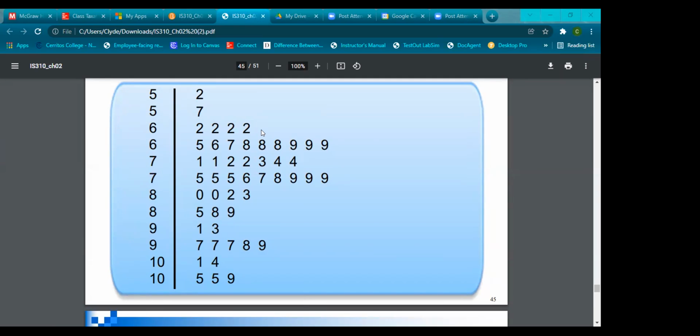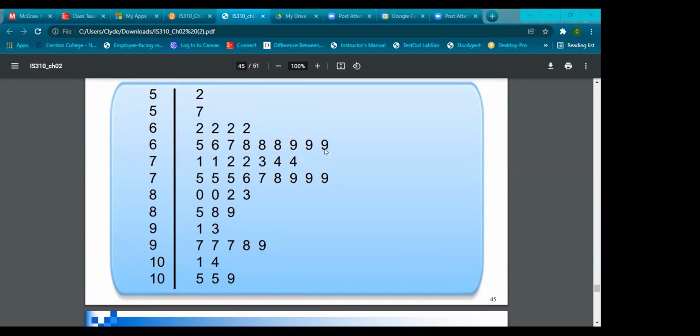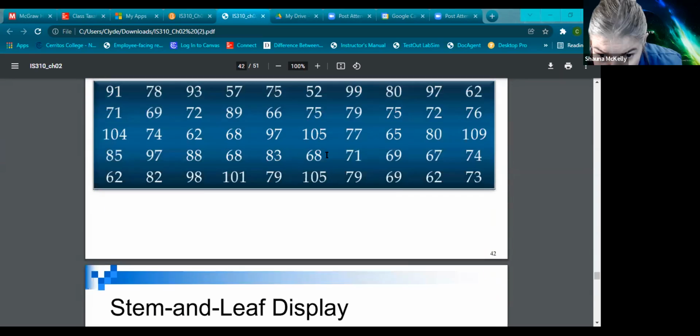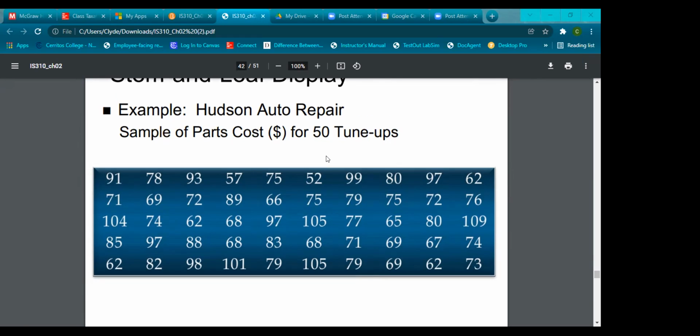How do we determine the leaves again, Shauna? By the number. So you go back to the data. You go back to the data here. Like if I was going to put 69 here, it would be 6 on the left and 9 on the right. So normally in a 2-digit number, your left digit is the stem and your right digit is the leaf. Okay.